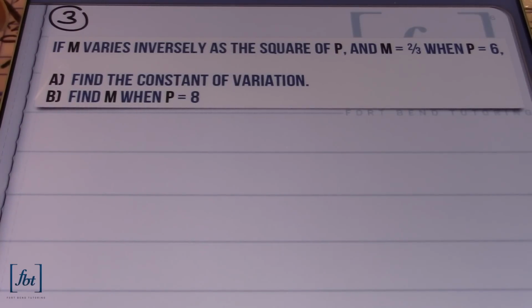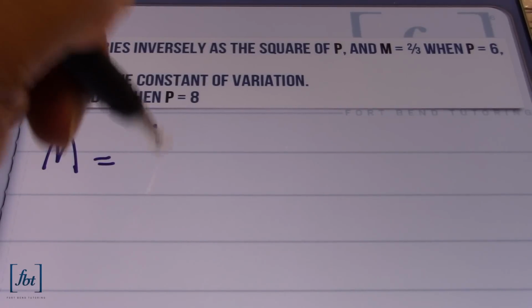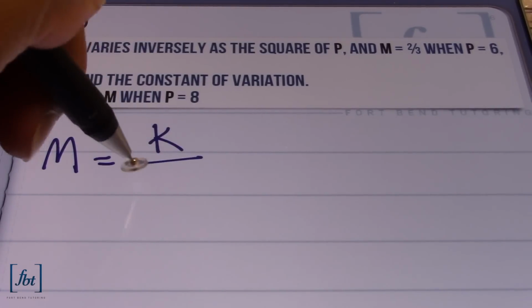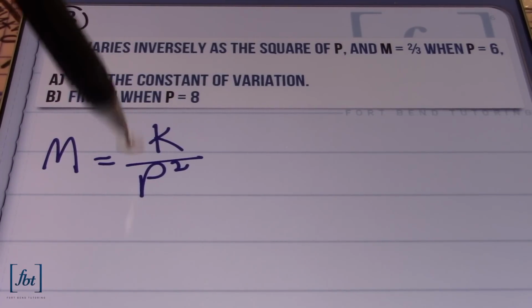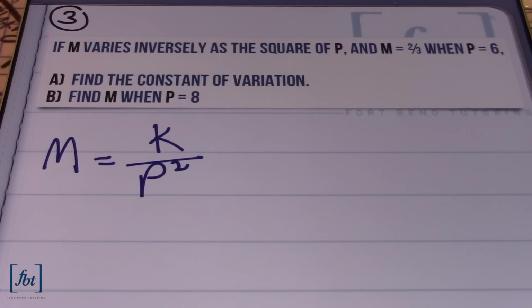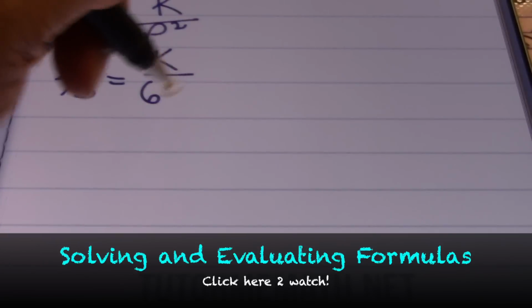Let's start by setting up our inverse variation. So we'll write this as M equals the constant of variation divided by P to the second power, because it said the square of P. Thus, I have P squared right here. This is my setup. And I'll use this setup to solve for my variation equation by replacing M with 2/3 and P with 6. M is 2/3 when P is 6.